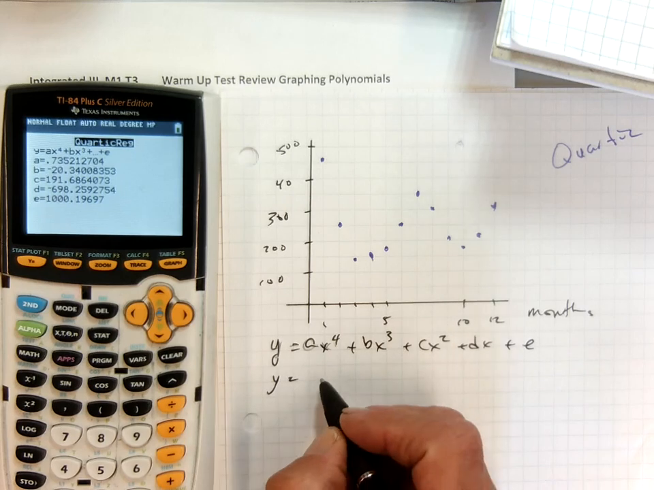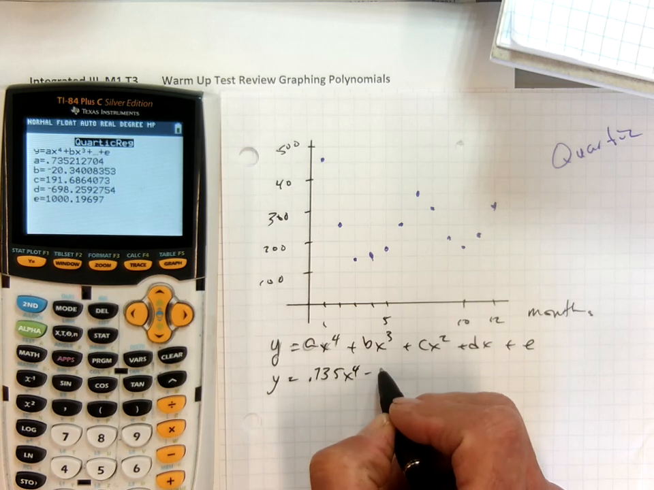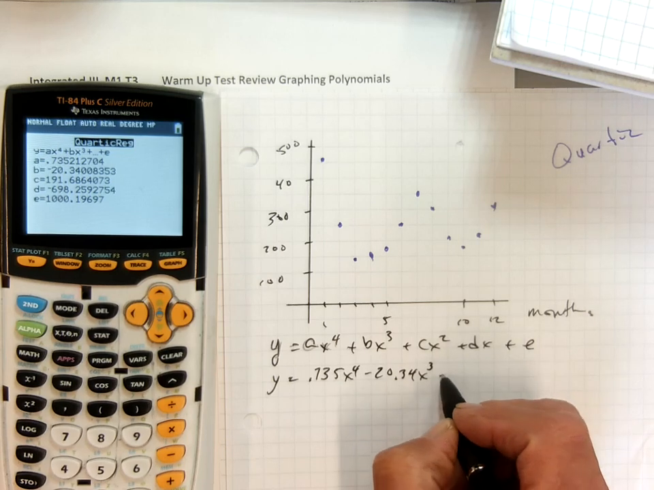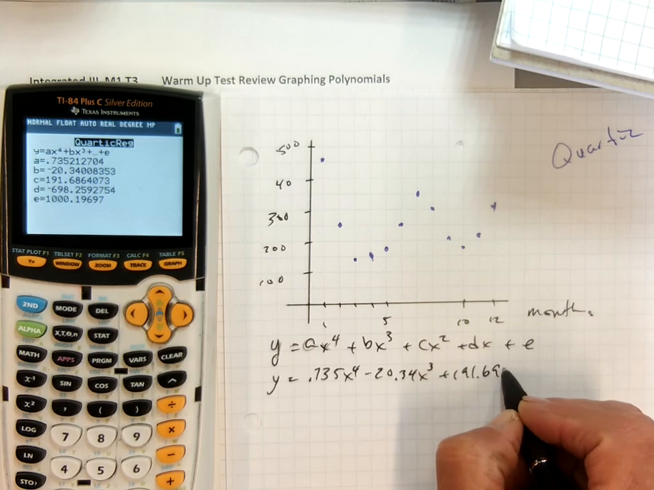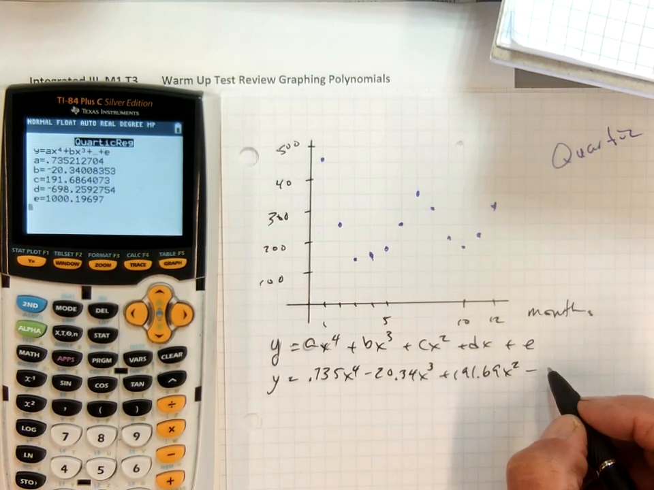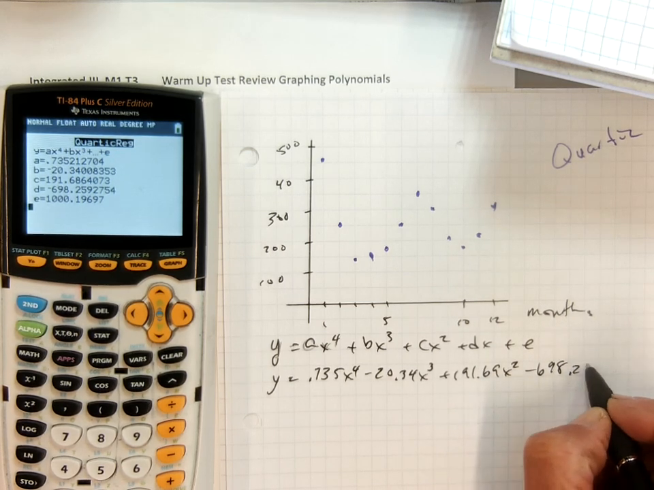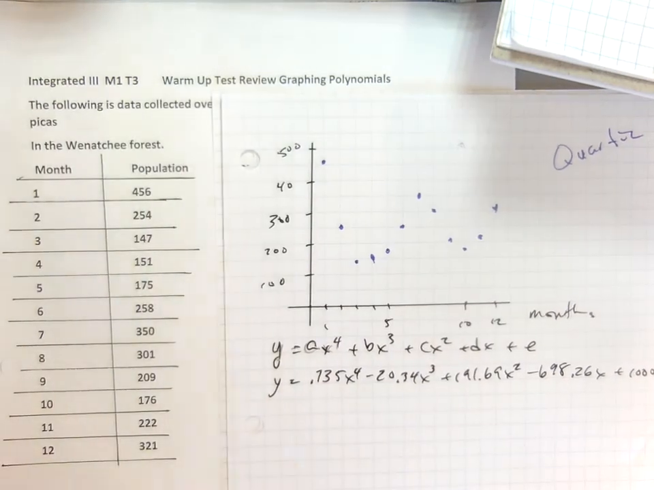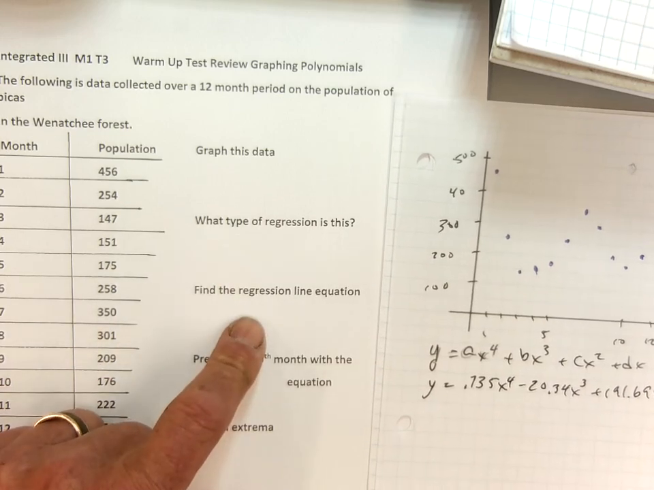Y is equal to 0.735 x to the fourth minus 20.34 x cubed plus 191.69 x squared minus 698.26 x and then plus 1000.2. Good enough. Okay, there's my equation, right? So I did it. What type of regression is this? I said it's quartic. Finally, I've got the equation.